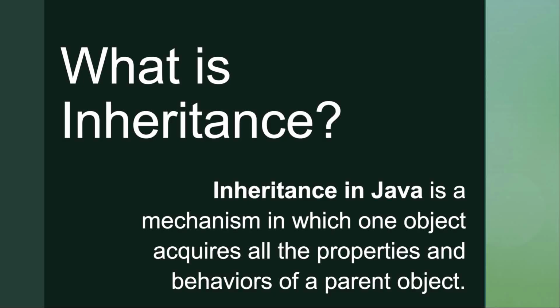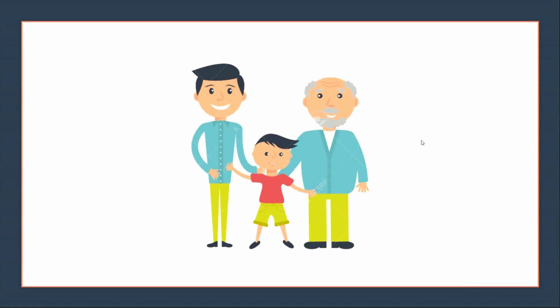So let's understand the definition of inheritance. Inheritance in Java is a mechanism in which one object acquires all the properties and behaviors of the parent object. Let's understand it this way. Here in this picture you can see a grandfather, a father and a child. The father acquires some traits from the grandfather and the child acquires some traits from his father. Traits in the sense it could be looks or intelligence or whatever.